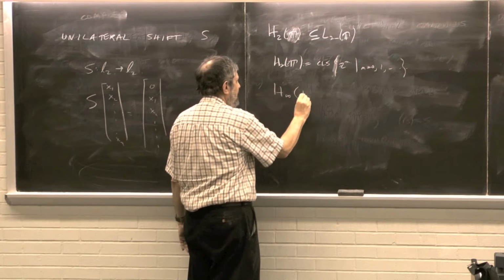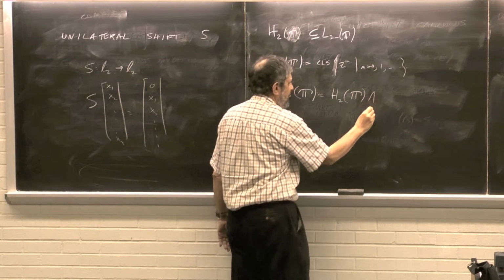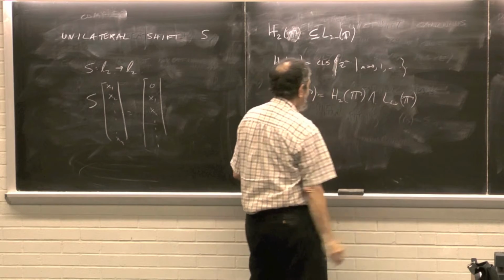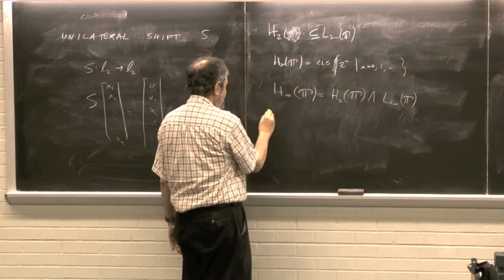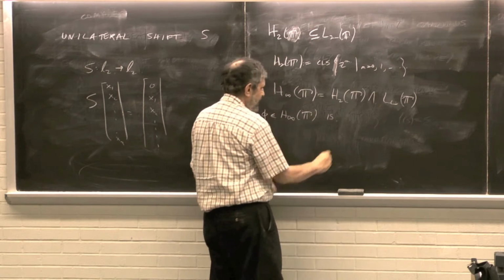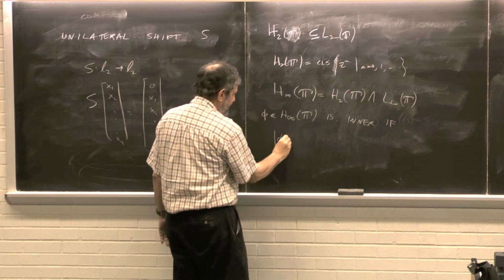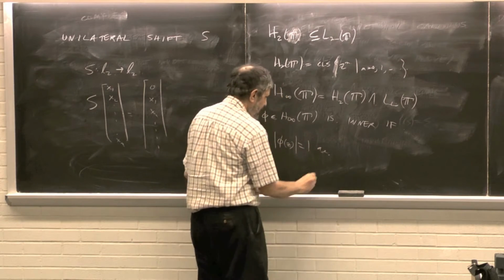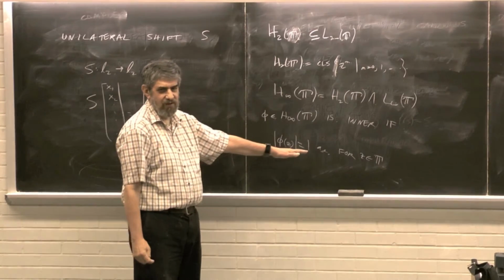So first of all, H infinity of T, by definition, is H2 of T intersect with L infinity. Sometimes I write L infinity as half and sometimes on the bottom. So this is just all the bounded functions in there, and we can give a definition: a function phi in H infinity of T is inner if the absolute value of phi of Z is equal to 1 almost everywhere for Z in T. So we have such a function, right?